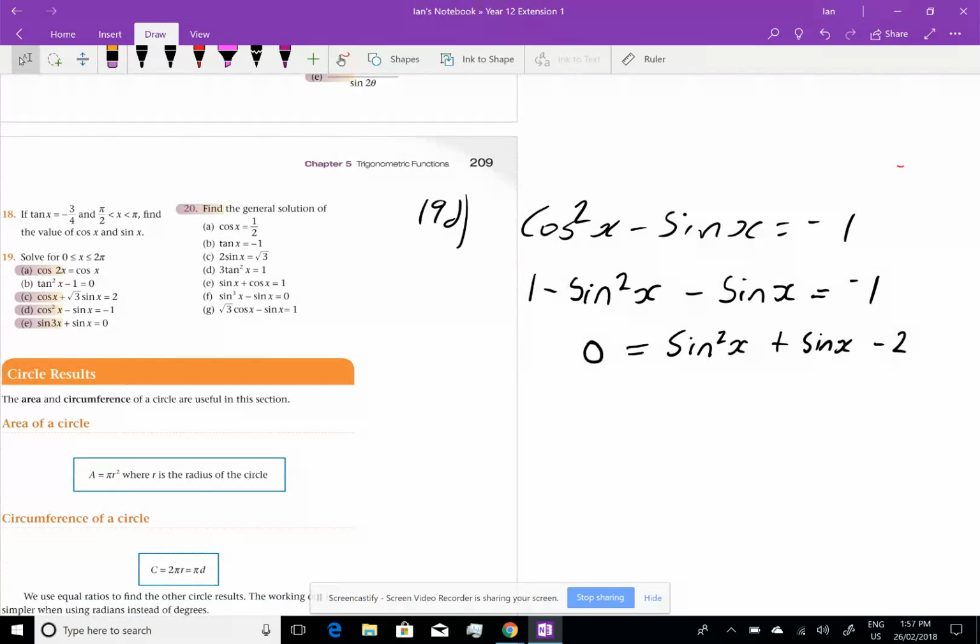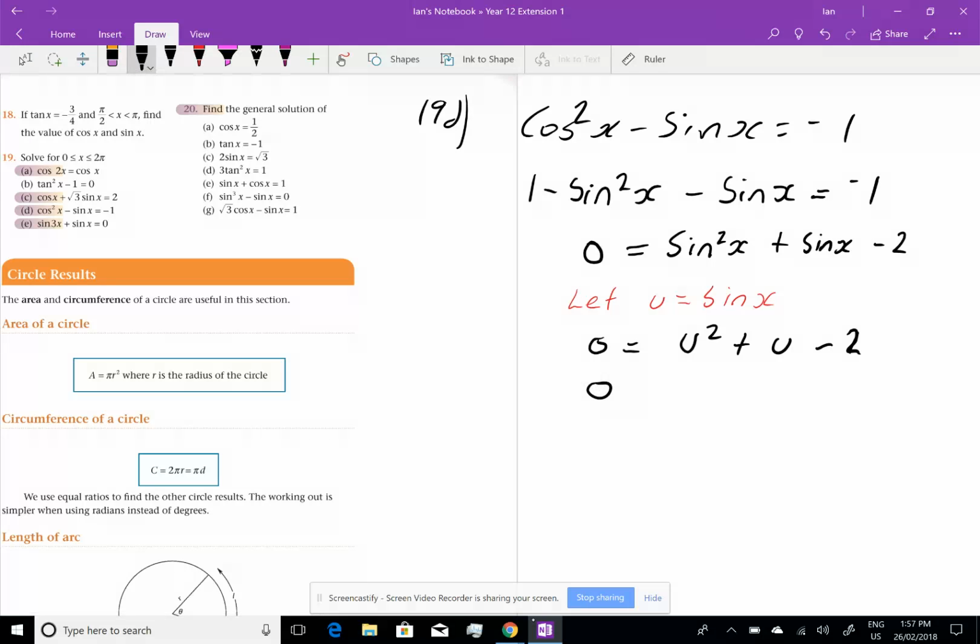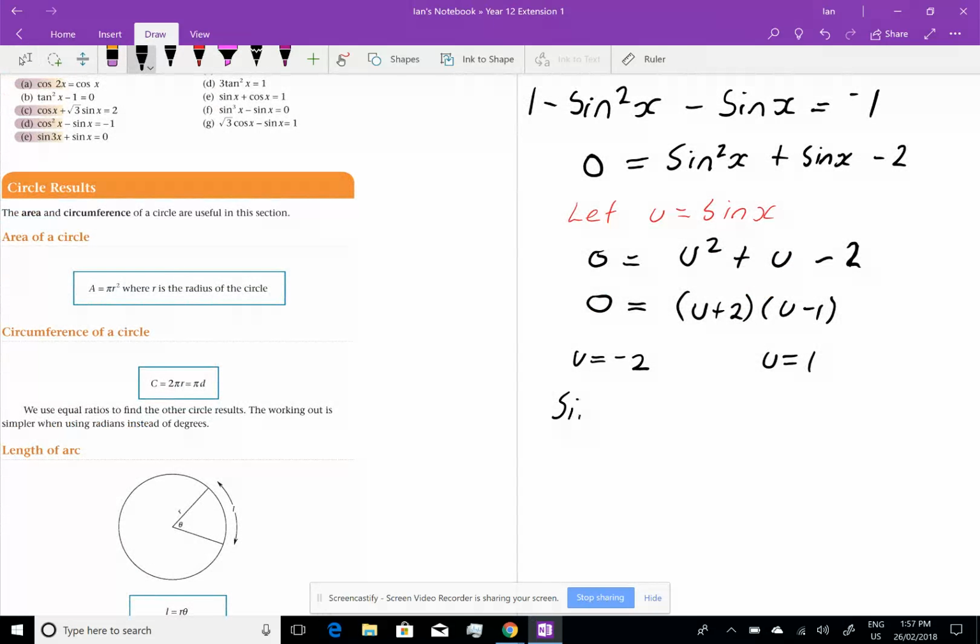Now this is an equation reducible to a quadratic. So I'm going to let u equal sine x, and I'm going to get 0 equals u squared plus u minus 2. Right, so now I need something that multiplies out to 2 and -1, or -2 and 1. So that's going to be u plus 2, u minus 1, which means u will equal -2, or u will equal 1. And that means sine x equals -2, or sine x equals 1.